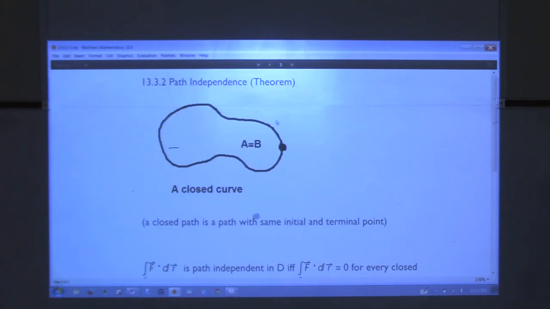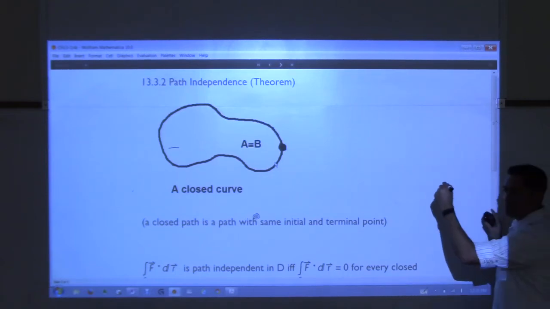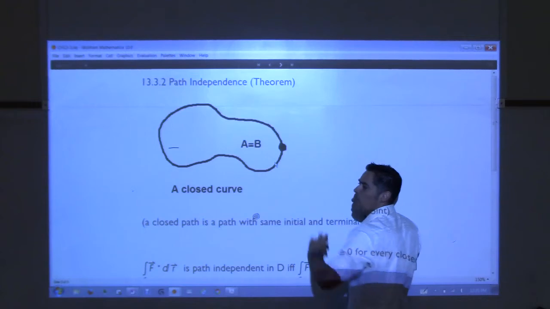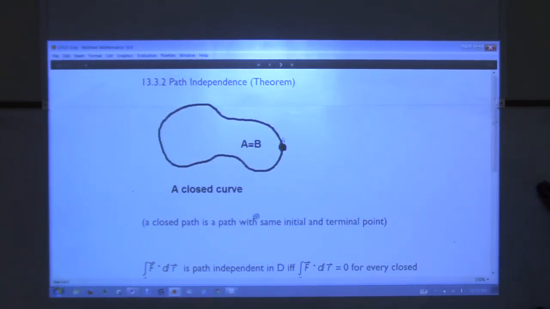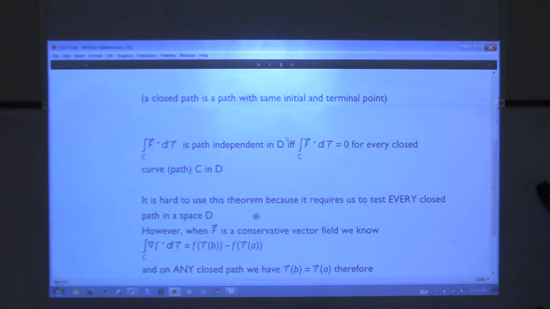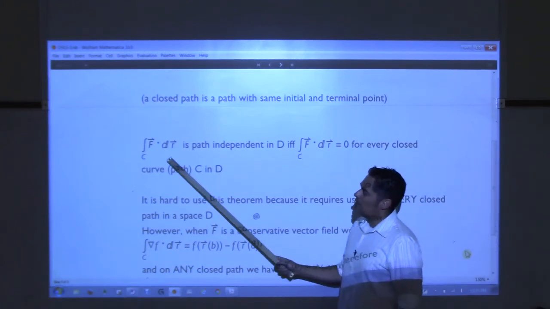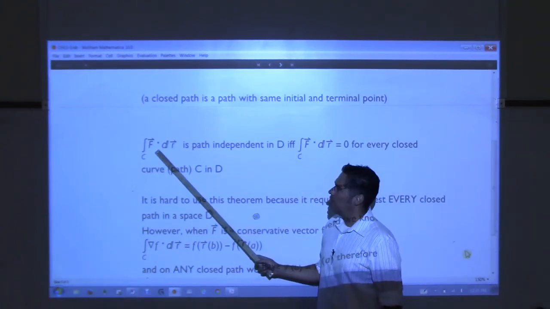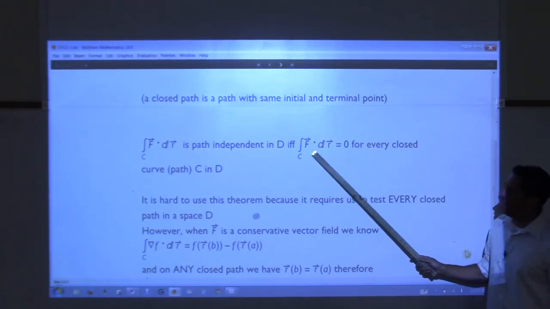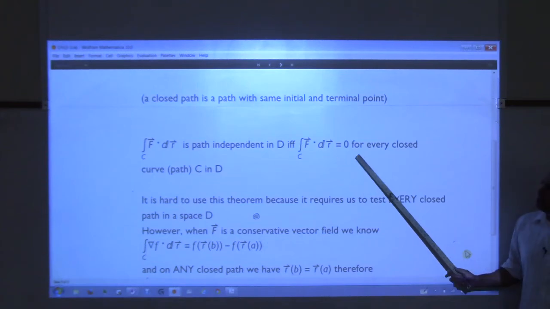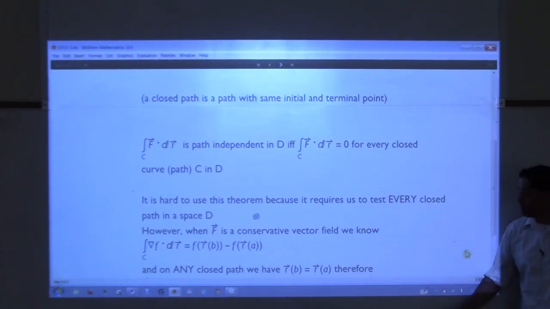So path independence, this is a theorem. Look, let's say our curve is closed. What if we have a curve that starts at point A and ends at the same point? A nice closed curve. Then we say that the work done is path independent in D if and only if that is equal to 0 for every closed path, every closed curve in D.